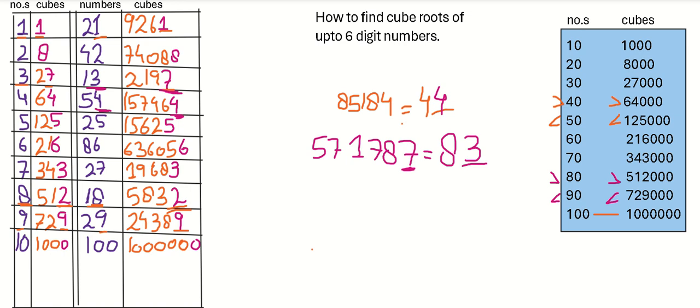Now let's just take one more example to make sure that we get it. Let's take 373,248. And we want to find the cube root of this number. So let's compare it with this table here. 373,248 is greater than 343,000, but it's less than 512,000. So its cube root is going to be greater than 70, but less than 80.